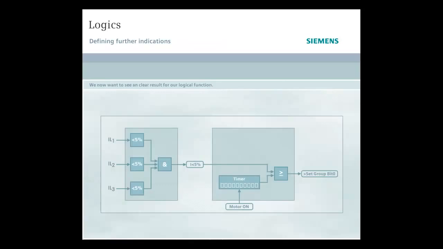We now want to see a clear result for our logical function. You need to connect the output and the AND function block with the indication I lower than 5%. This is to be transmitted as the result of the first logical function. It serves as input information for the second logical function that we're about to configure. As we haven't prepared this type of indication yet, we'll do it now.